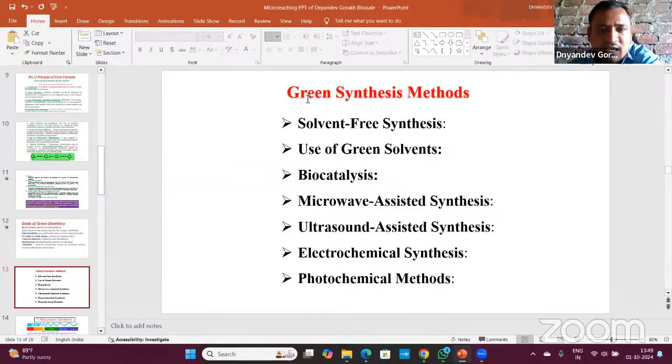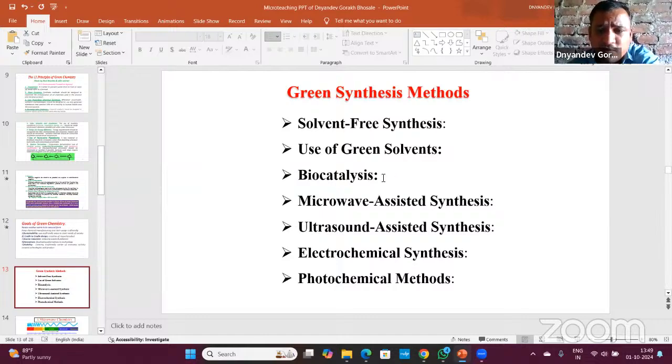Green synthesis: there are different synthesis methods instead of our normal conventional synthesis. We use these different green methods. I would like to explain the principles of this different method. What is solvent-free synthesis? How will we reduce the solvent, or is it completely solvent-free? What are the green solvents we should use instead of the hazardous organic solvents?